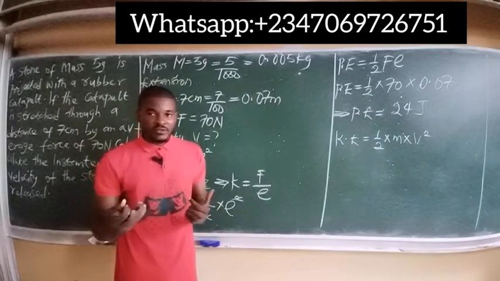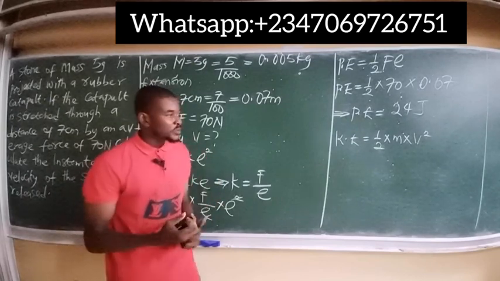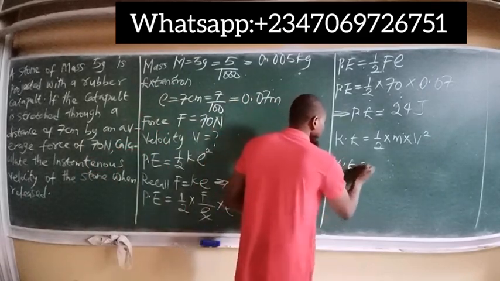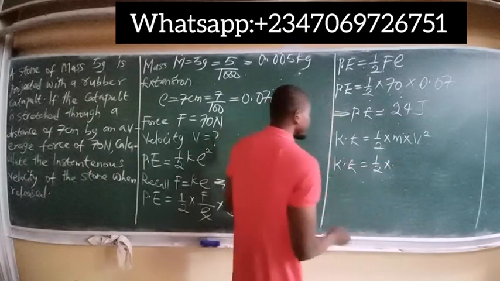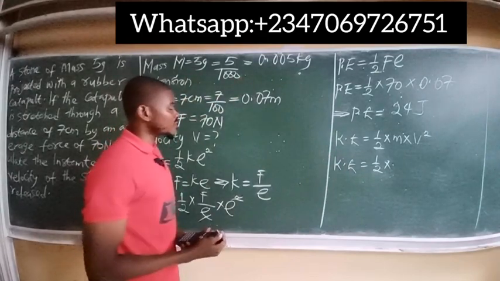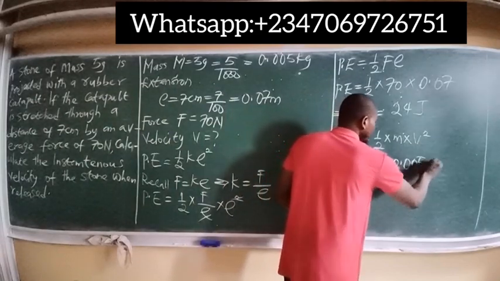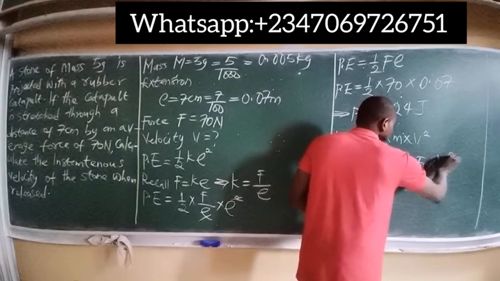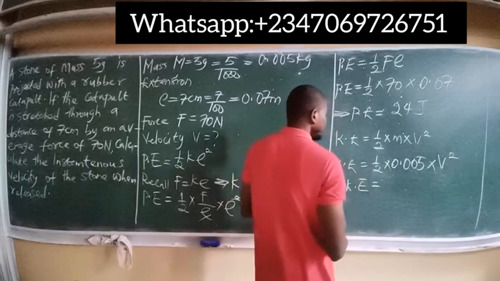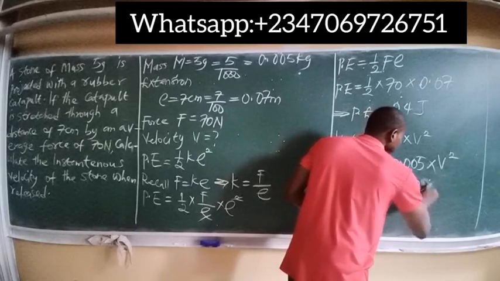So for equilibrium to be achieved, the elastic potential energy must be equal to the kinetic energy of the stone. But then let's obtain what the kinetic energy is. Kinetic energy is equal to half times the mass of the stone, given as 5 grams, which we converted to 0.005 kilograms. Multiply that by velocity squared, which is unknown. So the kinetic energy is equal to 0.0025 v squared.